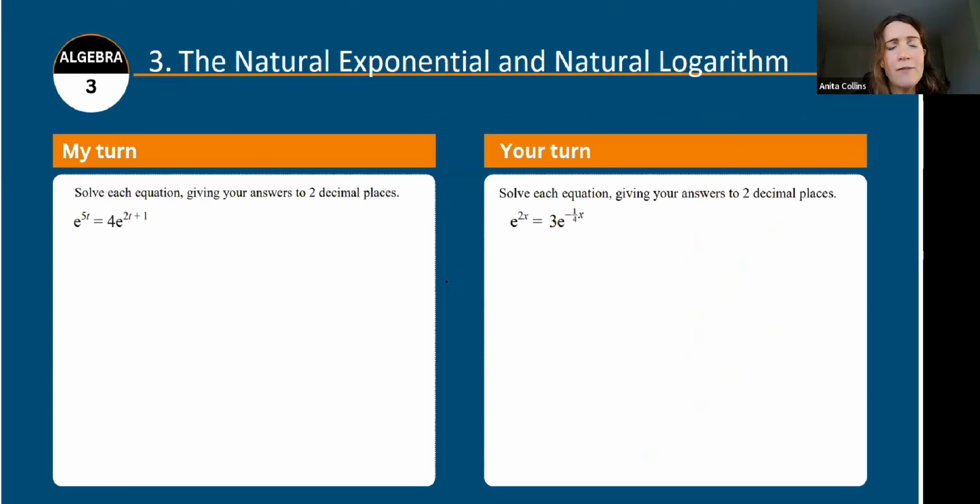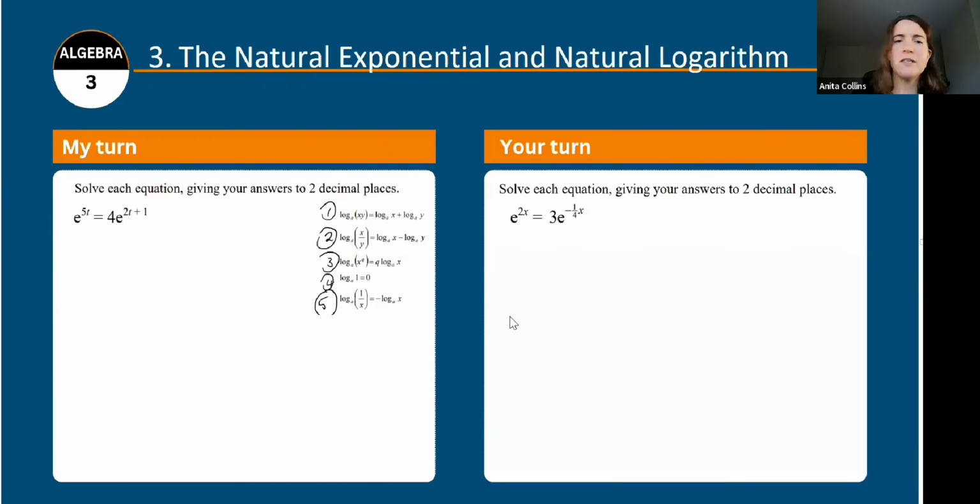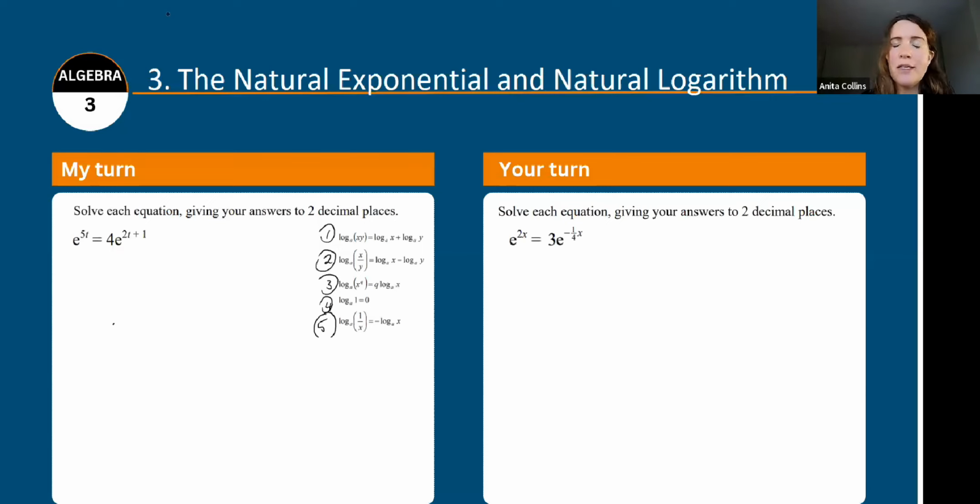Solve each equation, giving your answer to 2 decimal places. I'll pop the laws in there again because it's always useful to have them. So what have we got? We have e to the something is equal to 4e to the something. So a technique we can use here is we can take ln of both sides. You know the way with an equation, you can multiply both sides by 2 or divide everything by -1, all perfectly valid. Likewise, we can take ln of both sides. So we're going to take ln of e to the 5t and ln of 4e to the 2t plus 1. So just make a little note there that you can add into your study notes.